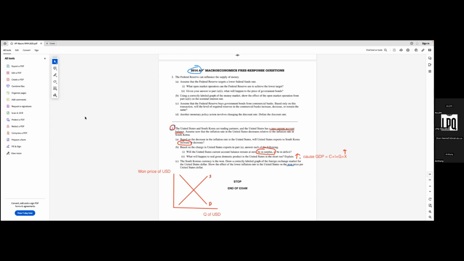Because South Korea demands more things made by USA, South Korea needs to convert their currency and demand more USD. So here we just shift the demand curve to the right. Finally, this one is E star, this one is Q star. The exchange rate will increase, so the USD will appreciate, and the quantity traded in the market will also increase.